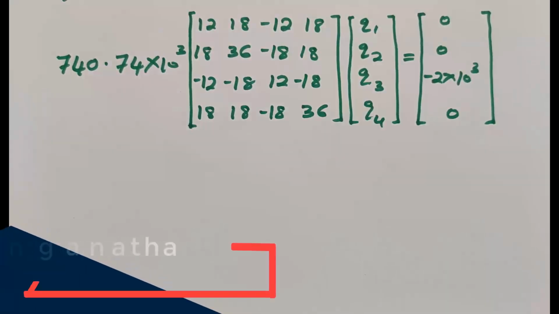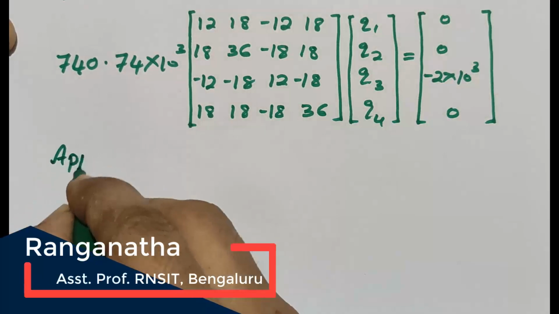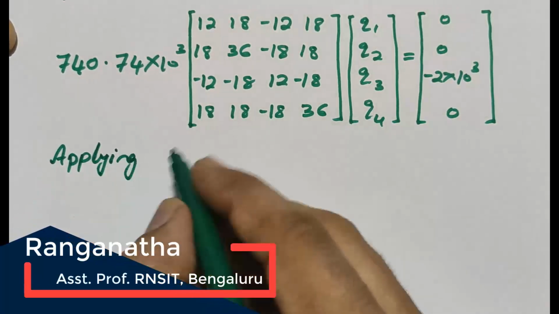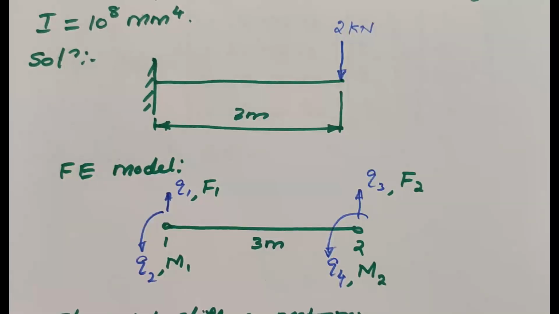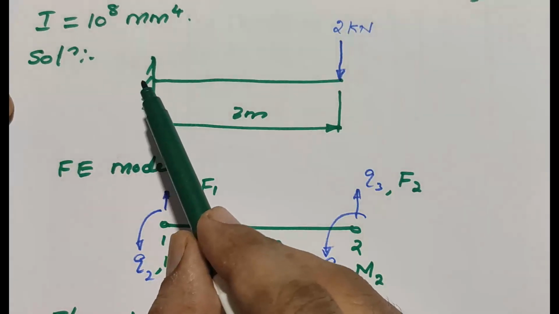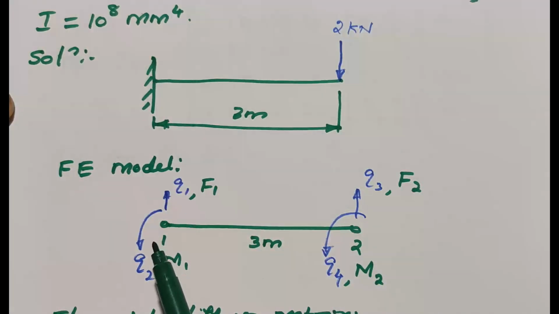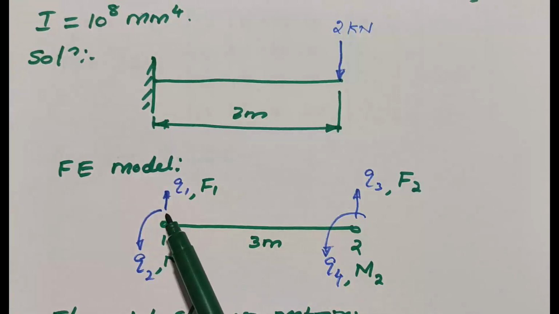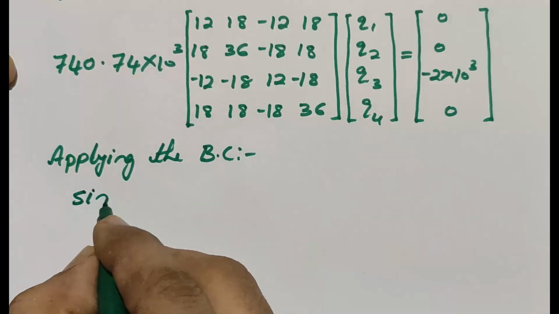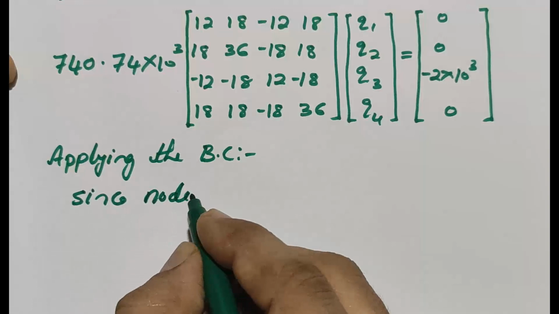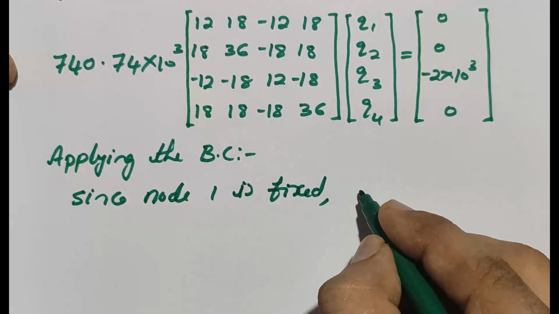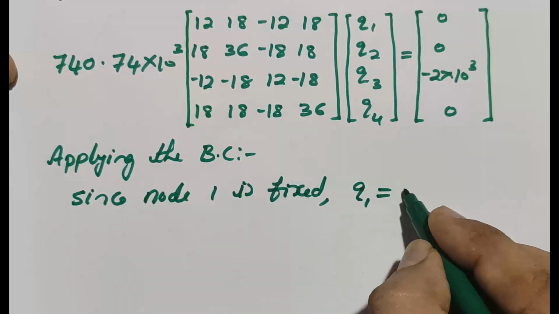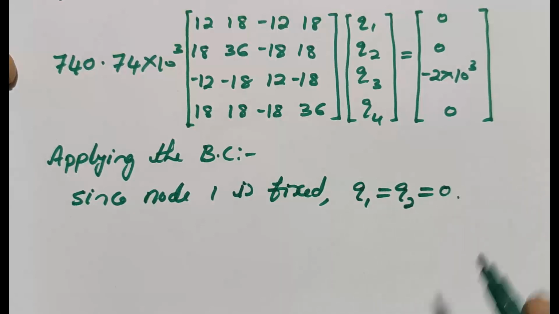Next is applying the boundary conditions. See the figure. See, one end of the beam is fixed, means node number 1 is fixed. Since node number 1 is fixed, the displacement Q1 is 0, also the slope Q2 will be 0. Since node 1 is fixed, the displacement Q1 and also the slope Q2 will be equal to 0.